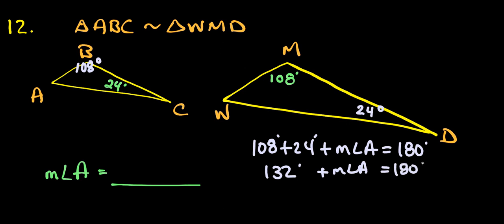And we can subtract that 132. And so we're going to end up with the measure of angle A. Let's go ahead and write this 132, subtraction on both sides, that'll cancel. And so then that's going to give you 48 degrees. So we get 48 degrees for that measure of angle A.